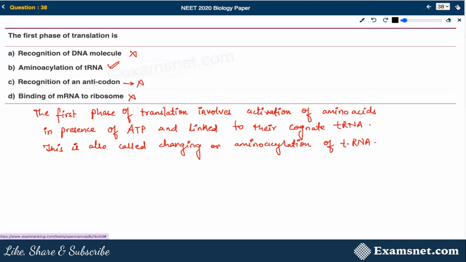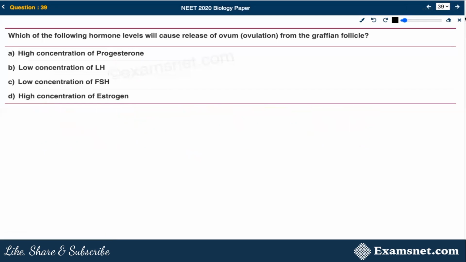Now, the next question is: which of the following hormone levels will cause release of ovum, which means ovulation, from the Graafian follicle? So ovulation is the third phase of the menstrual cycle. The options given are high concentration of progesterone, low concentration of LH, low concentration of FSH, and high concentration of estrogen.